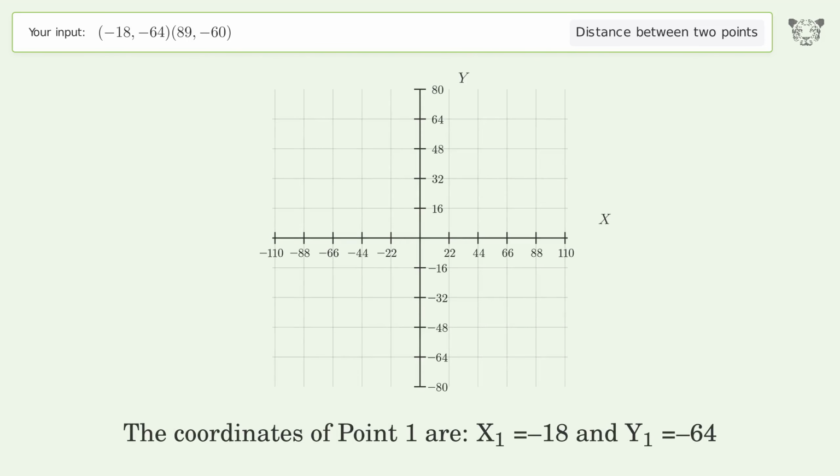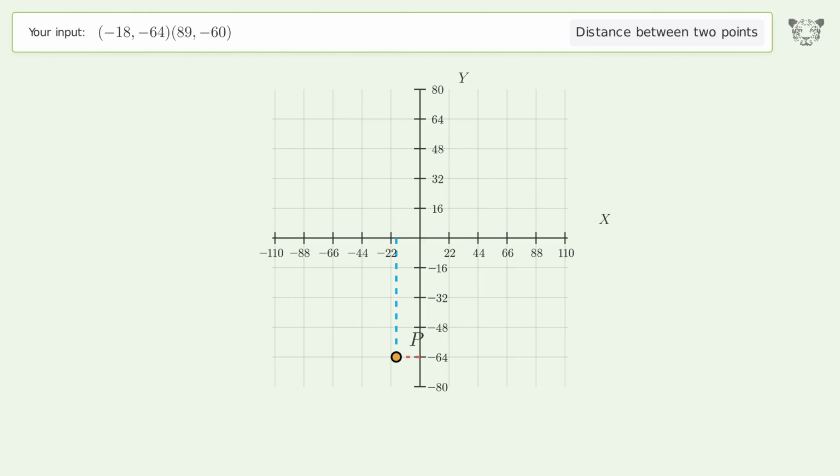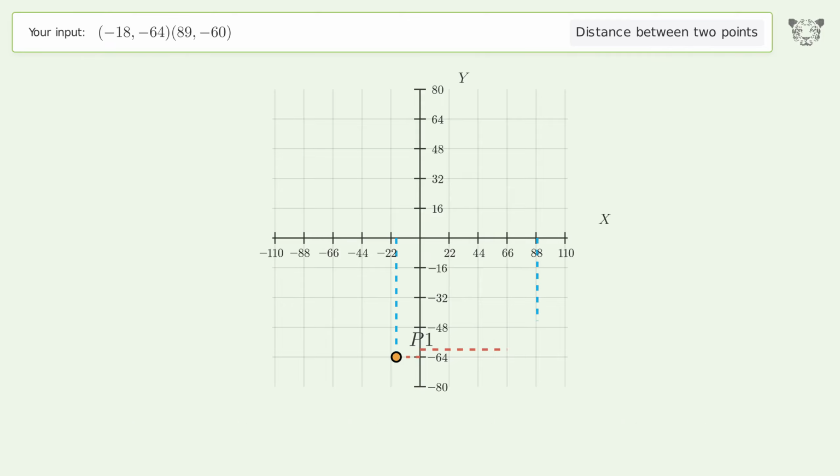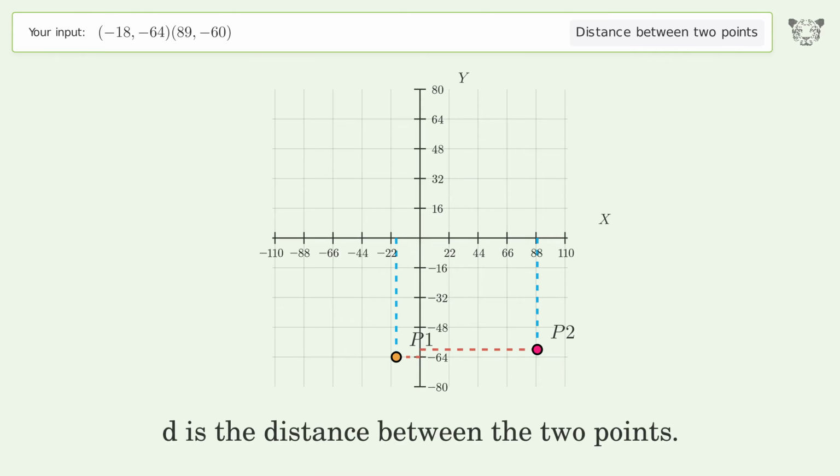The coordinates of point 1 are x1 equals -18 and y1 equals -64. The coordinates of point 2 are x2 equals 89 and y2 equals -60. D is the distance between the 2 points.